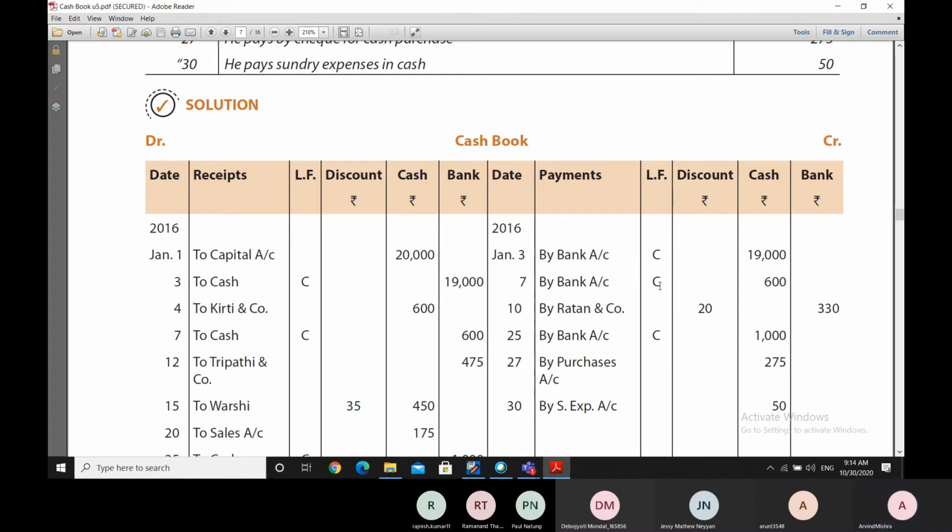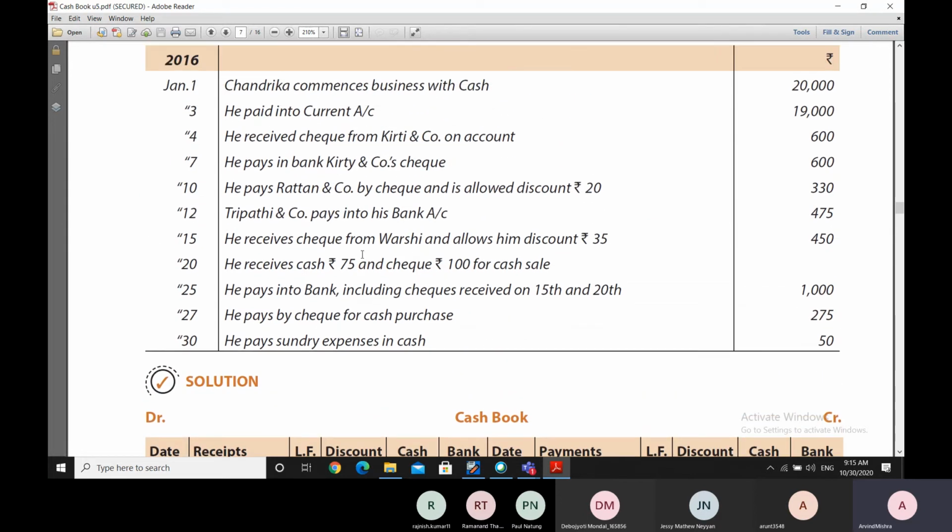Thereafter, we are showing an entry here for January 7, 600 here, and January 4, 600 here, and then we are seeing another entry of 600 here on January 7. So let us understand this entry. On January 4, he received the check from Kirti and Company.